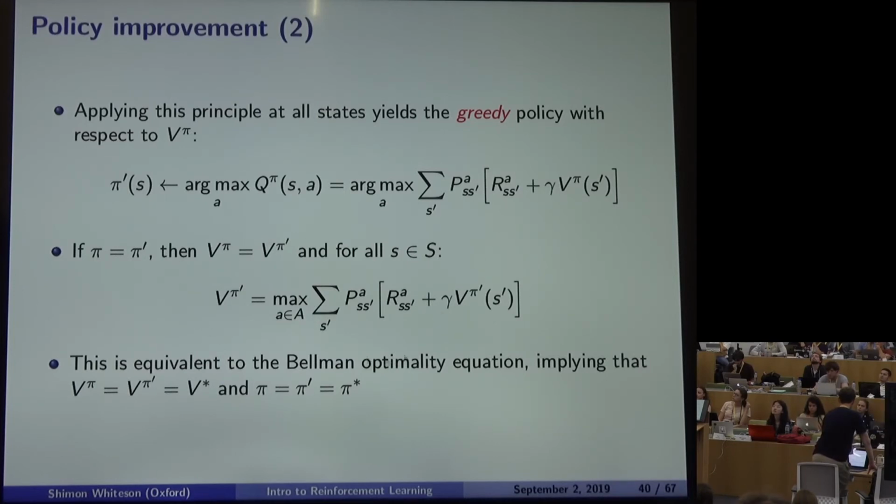So what is this thing? This quantity, which is implied by the fact that the policy didn't change, is itself the Bellman optimality equation. So if I try to perform policy improvement and I get back the same policy I started with, that implies that that policy satisfies the Bellman optimality equation. And if it satisfies the Bellman optimality equation, it's an optimal policy. So that means we're done planning.